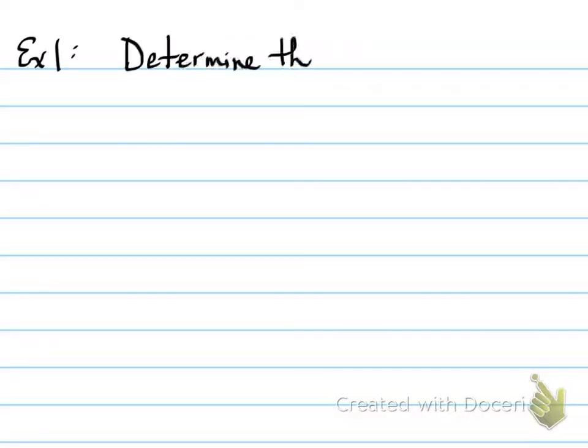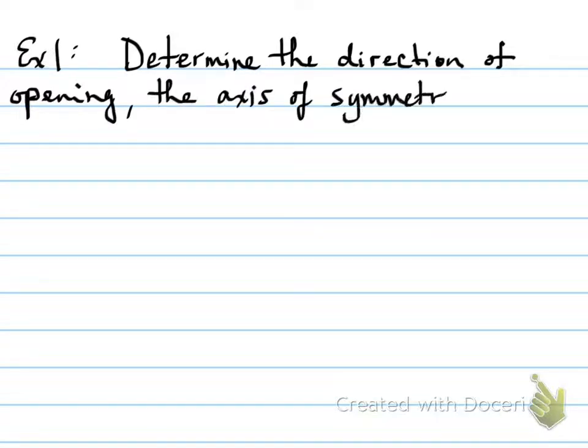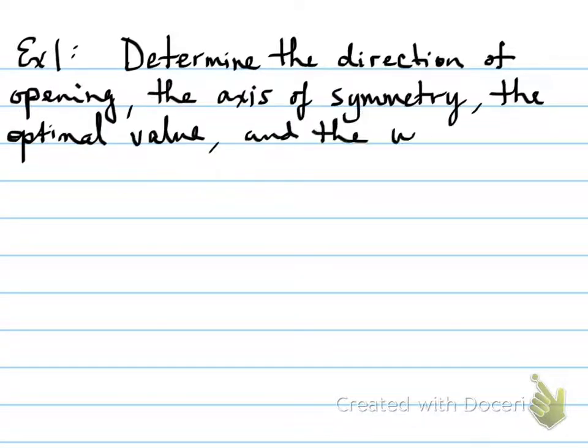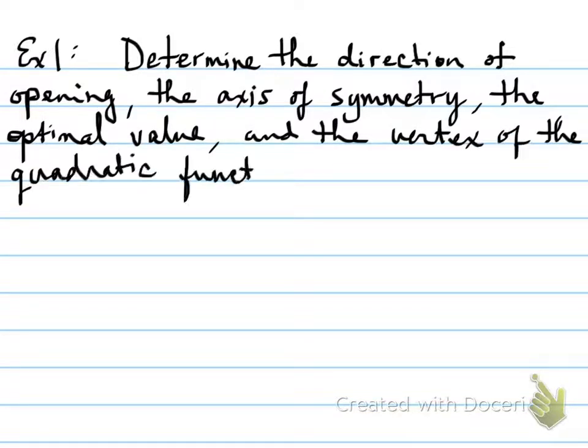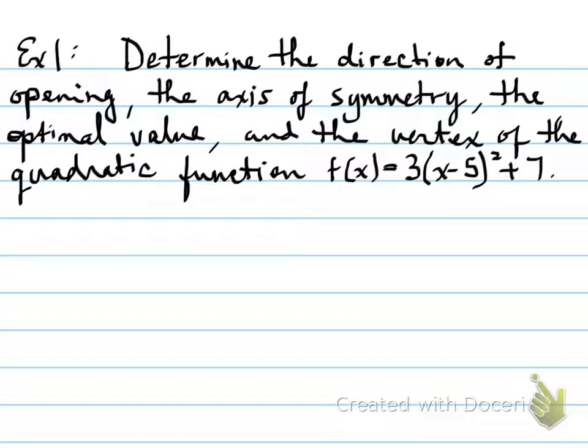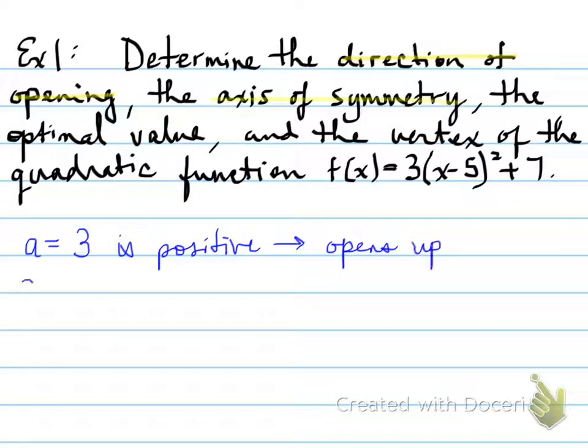Now, example 1. Determine the direction of opening, the axis of symmetry, the optimal value, and the vertex of the quadratic function f(x) = 3(x - 5)² + 7. So what we have to do is fill in all this information. So a is equal to 3. So what does that tell us about the parabola? Well, if a equals 3, that means the a value is positive. And because the a value is positive, we know the graph opens up.